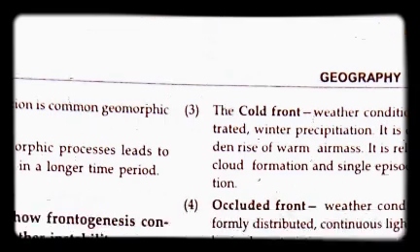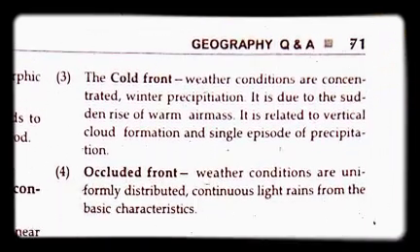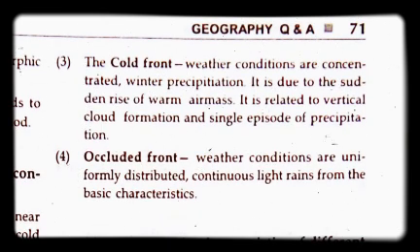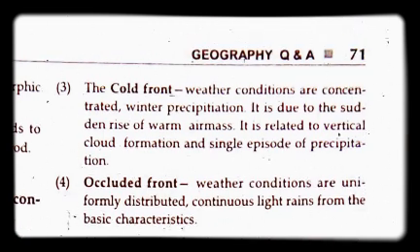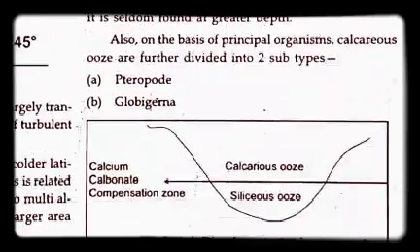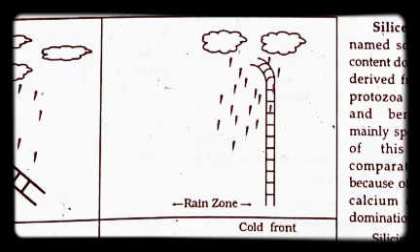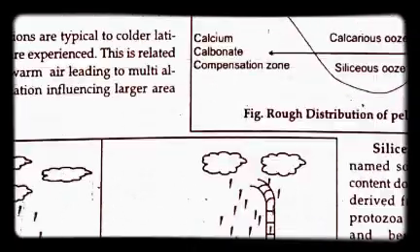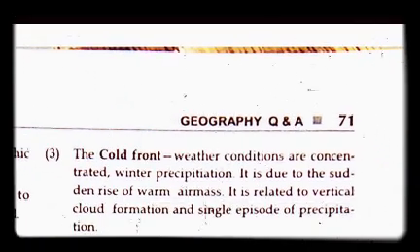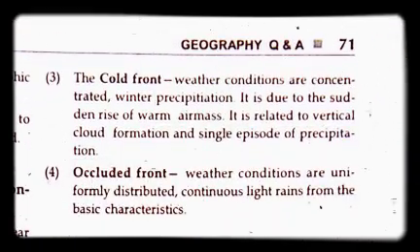Now we discuss the cold front. Cold front weather conditions are concentrated, with winter precipitation. It is due to the sudden rise of the warm air mass, related to vertical cloud formation and a single episode of sudden precipitation. In the diagram you can see vertical cloud and the rain zone. Weather conditions are concentrated with winter precipitation.